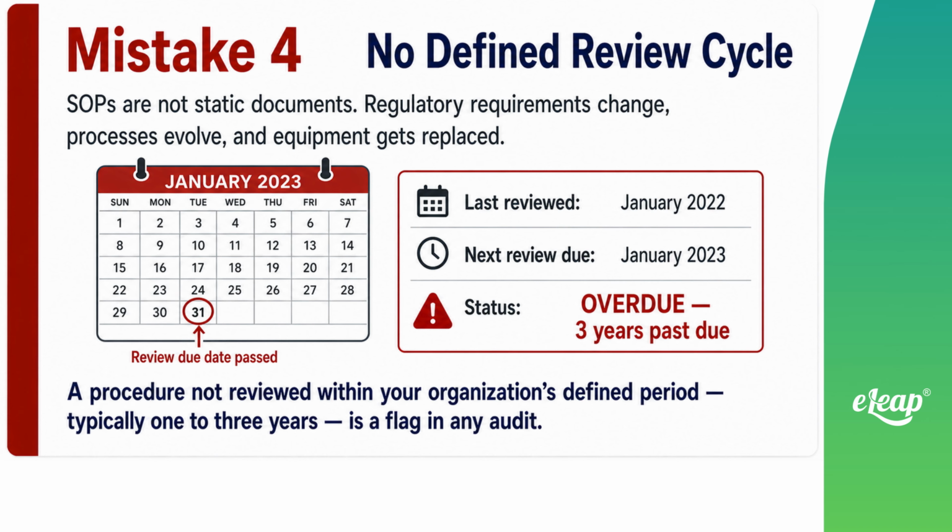Mistake 4, no defined review cycle. SOPs are not static documents. Regulatory requirements change, processes evolve, and equipment gets replaced. A procedure that has not been reviewed within your organization's defined review period, typically 1 to 3 years, is a flag in any audit. Your quality management system should be tracking review due dates proactively.